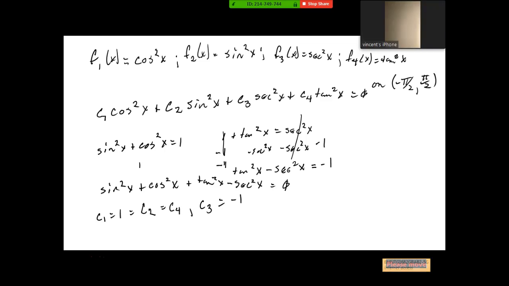Okay. So that was example 5, bottom of page 123, and it moved on to the top of 124. They did the same thing. C1 equals C2 equals 1. C3 is equal to -1, and C4 is also equal to 1.